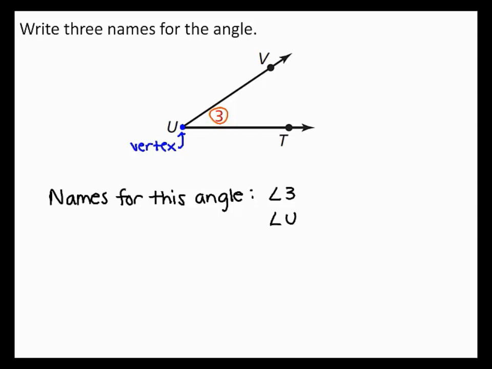A third way to name an angle is to use a point on each ray and the vertex. In the given angle, a point on the first ray is T, and a point on the second ray is V. So, a third name for this angle is angle TUV. This gives you three names for the angle.